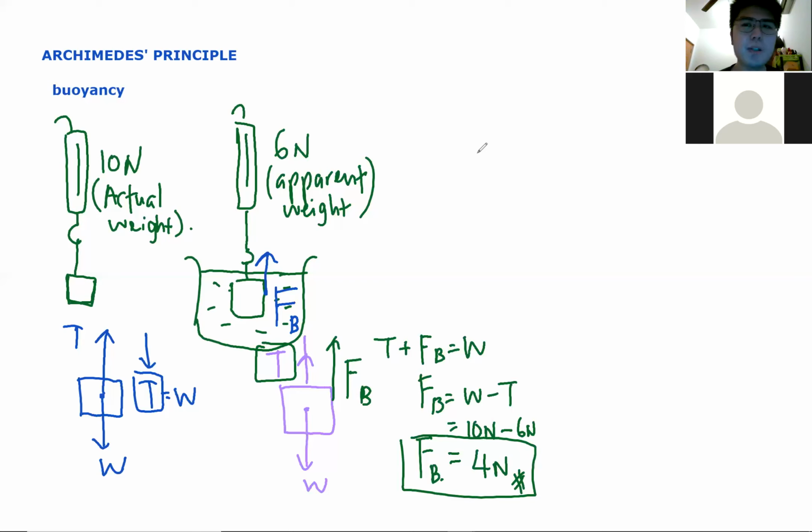Any object immersed in water will experience a buoyant force. Not only water, because we already said a fluid can be air or water, so the buoyant force also occurs in air. Later I will give you an example of the buoyant force in air. But for now, we only focus on water first. Now, let's continue with where the buoyant force comes from.